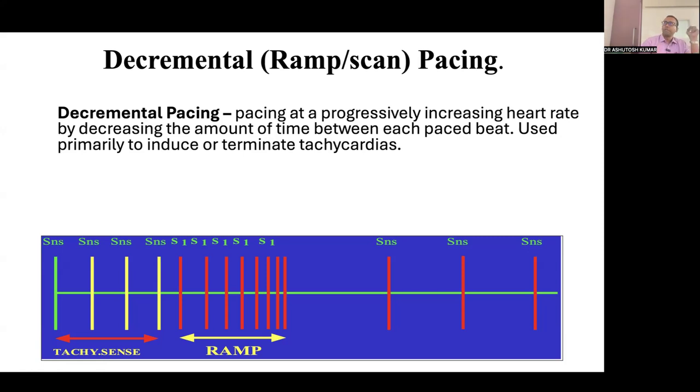Okay. So it senses and paces every beat. Next time you have stopped it, again it is sensing. Okay, the heart rate is coming 280, it will start at 280, 270, 260, 250, like that it will go until it is terminating. Okay.